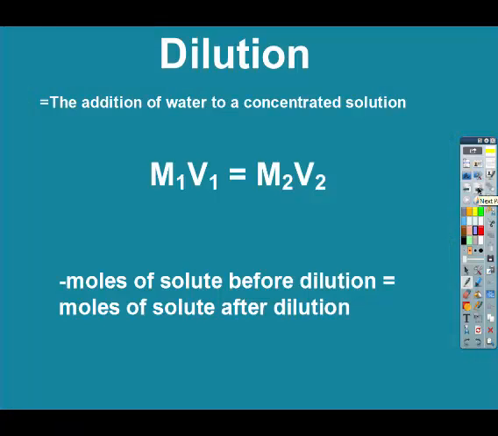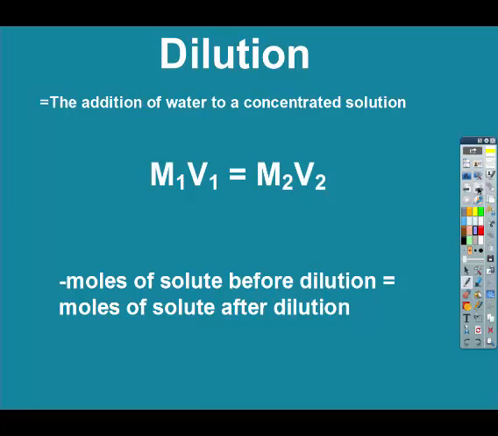Dilution is the addition of water to a concentrated solution. We use the equation M1V1 equals M2V2. So molarity times volume equals molarity times volume. Your volumes can be both in milliliters or both in liters, but they do need to be in the same unit. So the units will cross out.